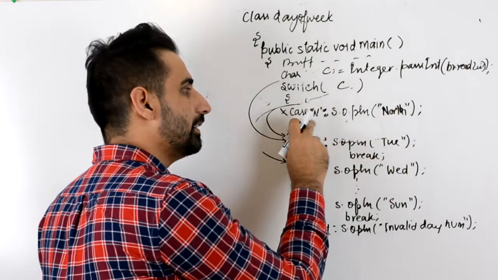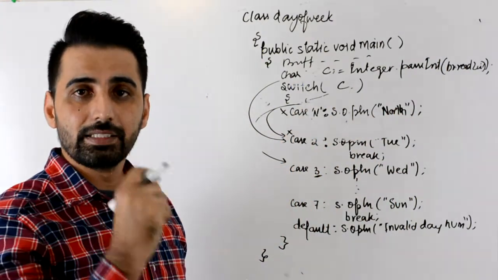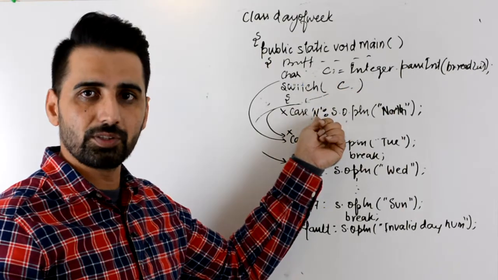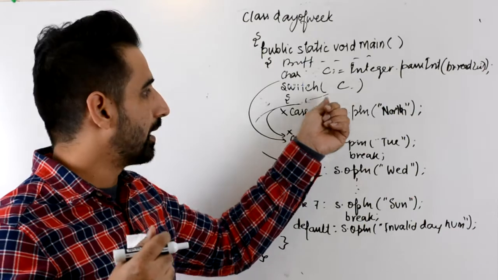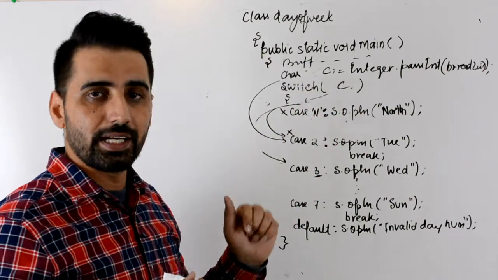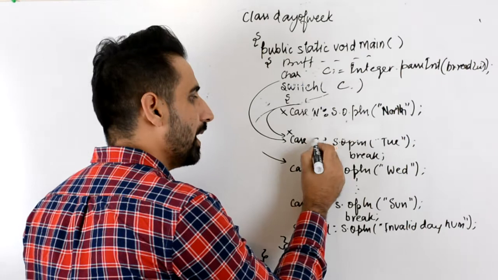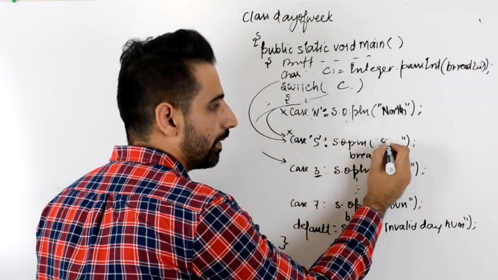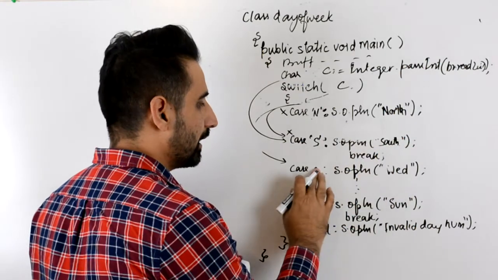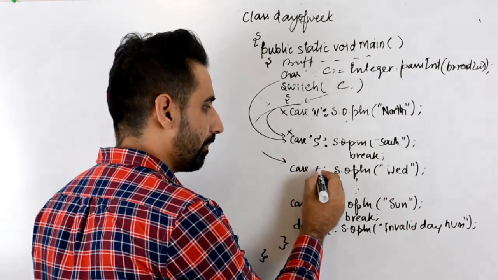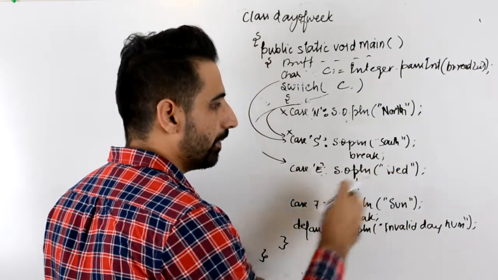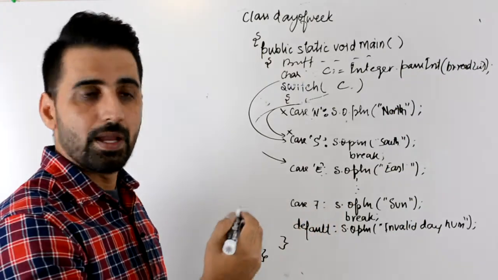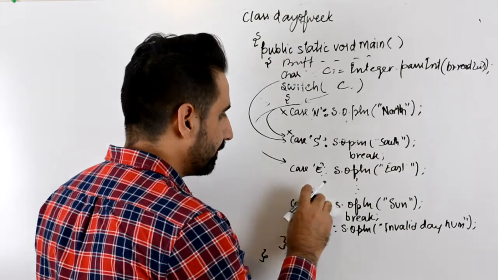North. And if you see here, I have written N inside single quotes because N is a character. I already told you that this expression and this expression should match. Their data types should be the same. C is a character and this one is a character. The same way, another one we will have is S. S is for south. And next we have E, and E is for east.